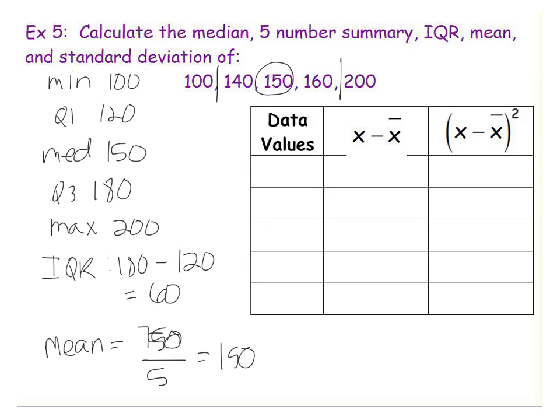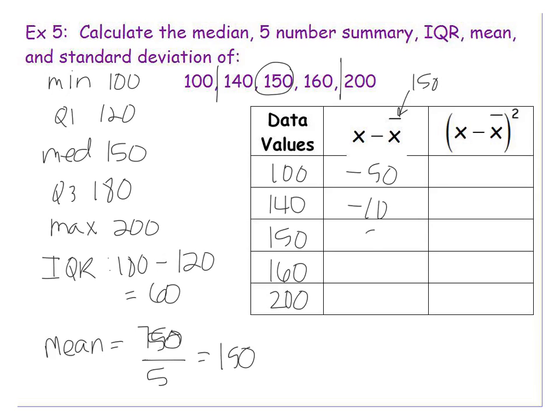But with the mean, we've got to have the standard deviation. So let's go ahead and work with our table. Each of your data values, 100, 140, 150, 160, 200. We need to take each of our data values and subtract 150. 100 minus 150 is negative 50. 140 minus 150 is negative 10. 150 minus 150 is 0. 160 minus 150 is 10. And 200 minus 150 is 50.